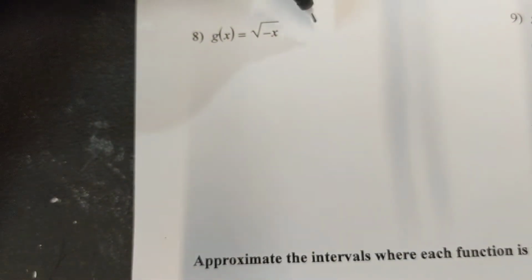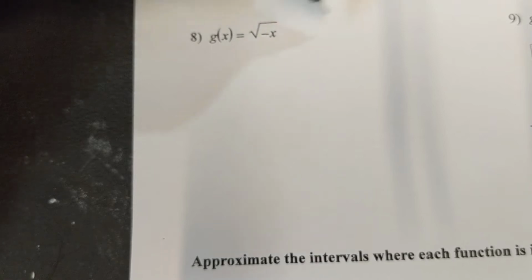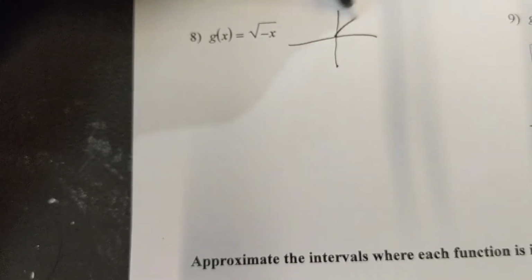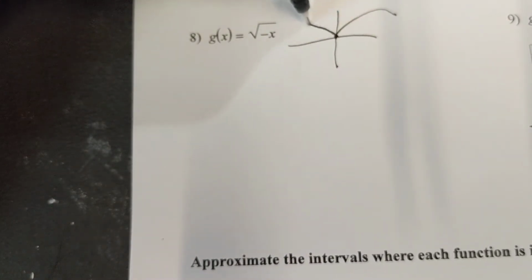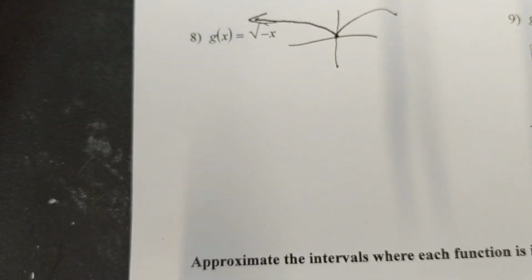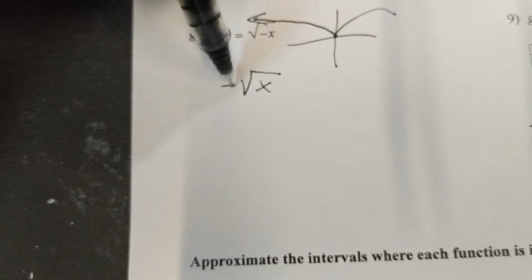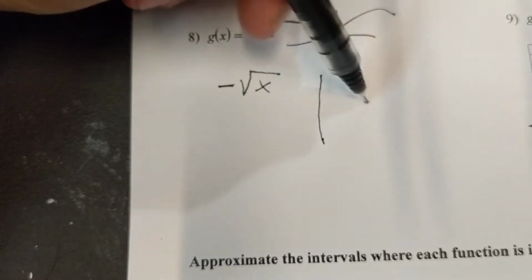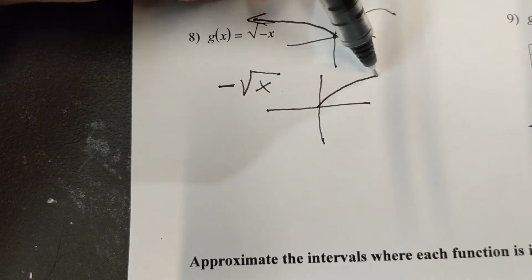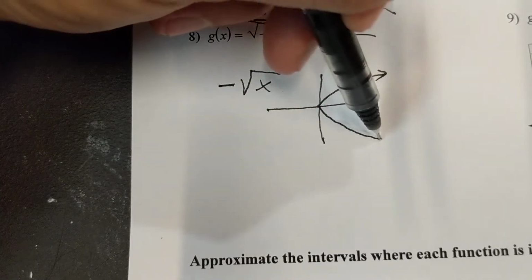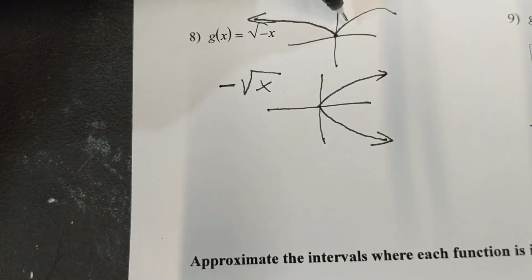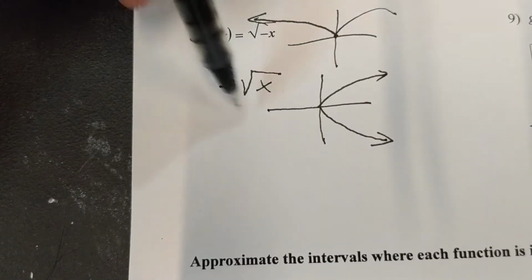So remember on the test, if we have a negative on the inside timesing, that's going to flip us left and right. So instead of like this, we'll have a square root function going out to the left. Whereas if you see something like this on the test, but it has a negative on the outside, remember stuff on the outside of the function is more up and down related. So instead of like this, it'll be graphing downward.